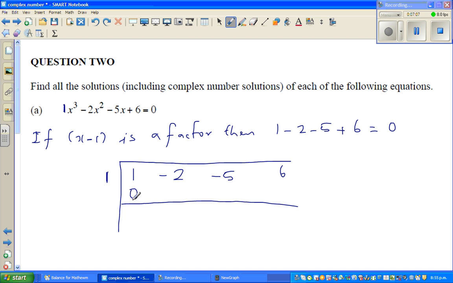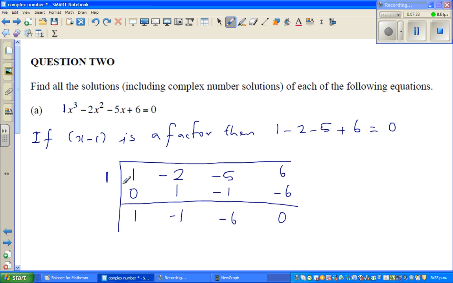So what you do is you add this column, so 1 plus 0 is 1. Then you multiply, so 1 times 1 is 1. Then you add this column, minus 2 plus 1 is minus 1. Multiply, which is minus 1. Then minus 5 minus 1 is minus 6. Now this is a neat way of dividing. I'll explain what these numbers mean.